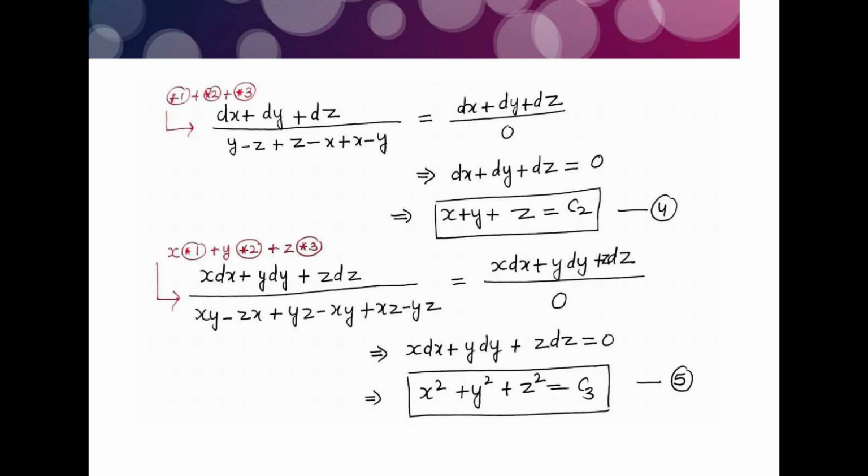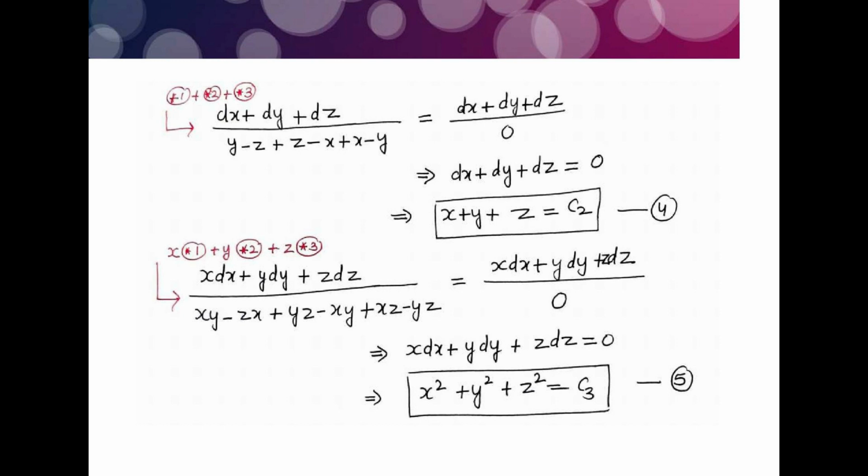So dx plus dy plus dz divided by, add all the terms, denominator is 0. This is possible only if dx plus dy plus dz equal to 0. You can integrate this expression, and finally we have x plus y plus z equal to c2. That is the second integral curve. Now we have to find one more.